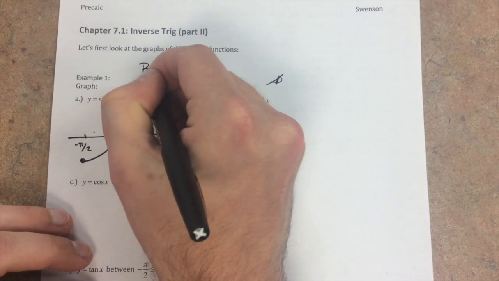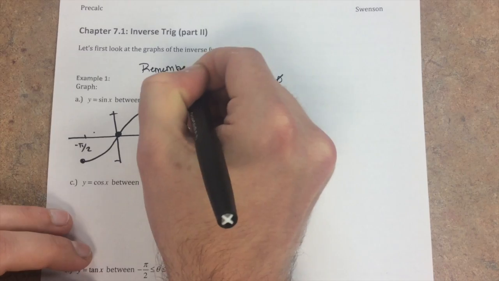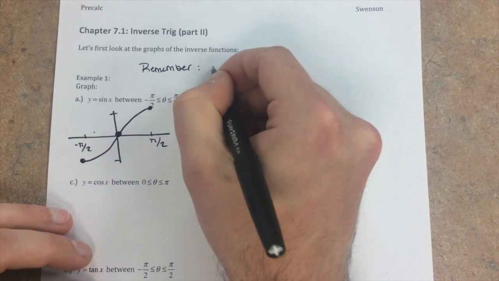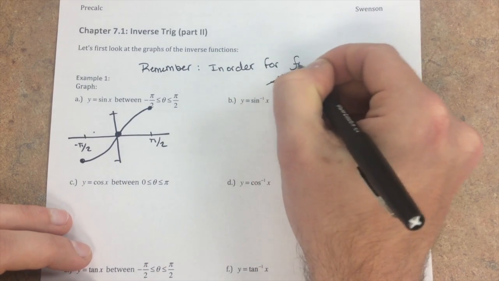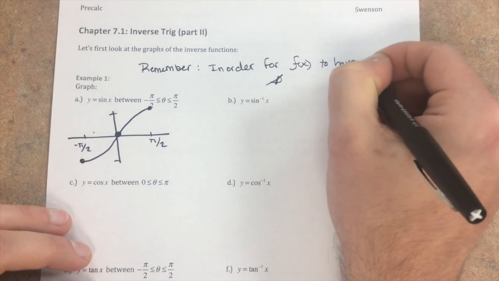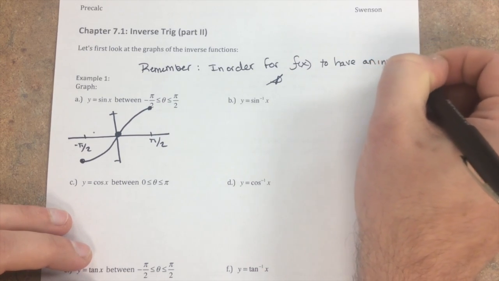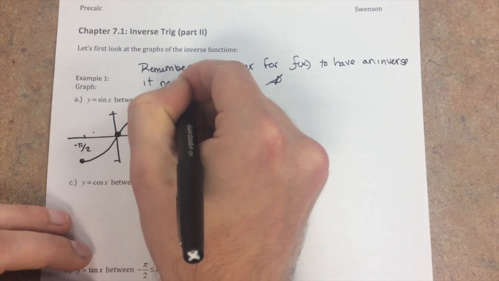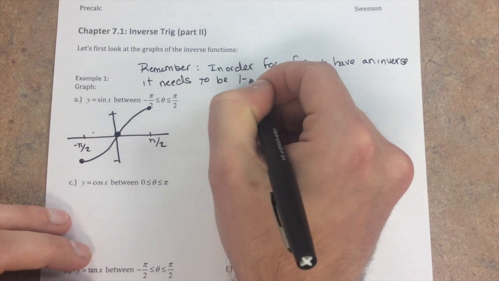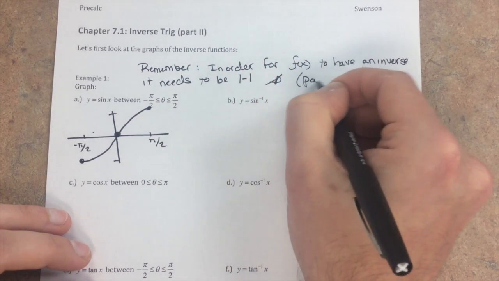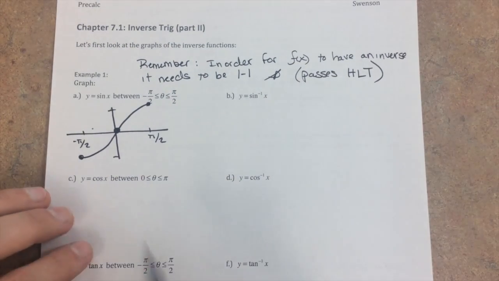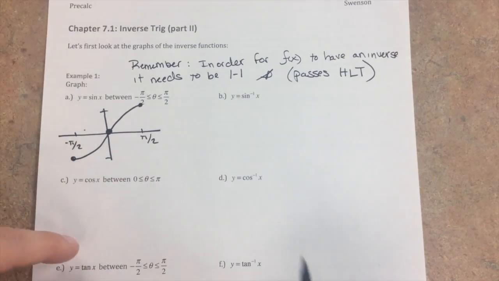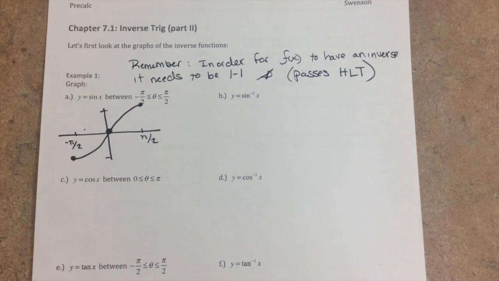Now I want you to remember, we did this in level 5. In order for a function to have an inverse, it needs to be one-to-one, which means it passes the horizontal line test. So that's review, we should know that. Why I'm limiting the domain for each one of these graphs is for it to pass the horizontal line test, and so that I can have an inverse.